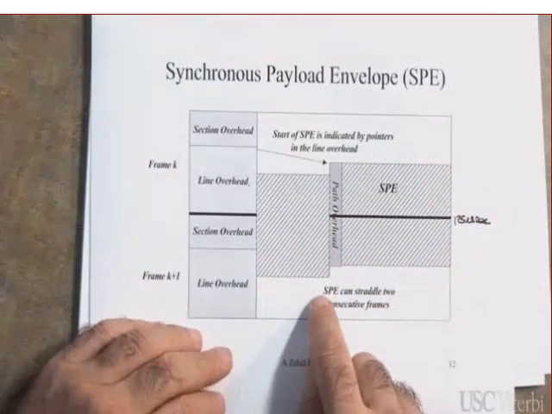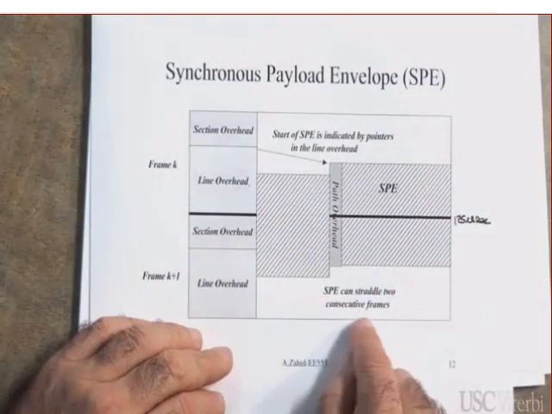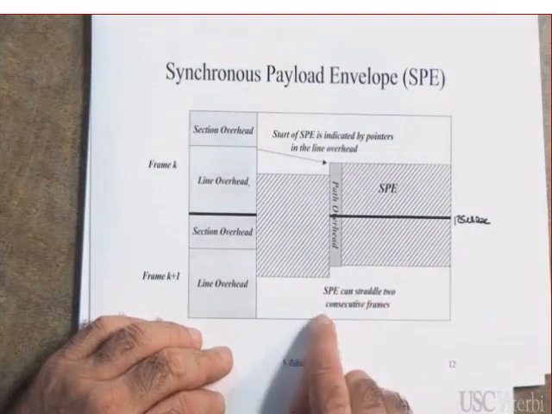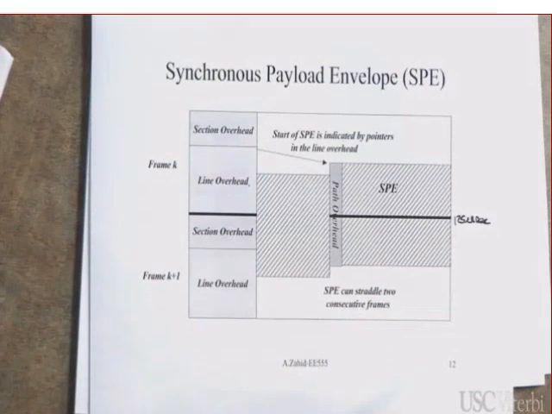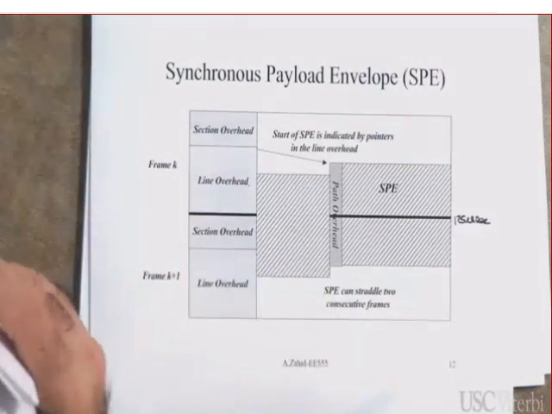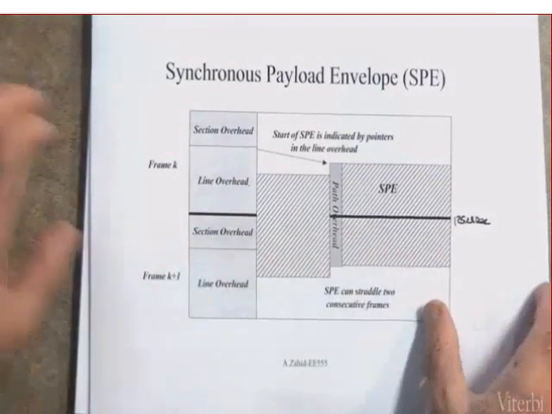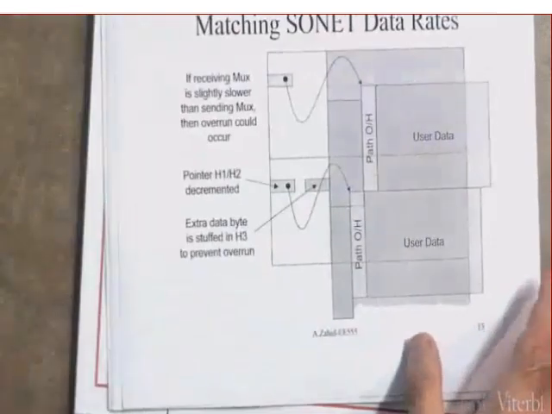And we say that the SPE, the synchronous payload envelope, has straddled or can straddle 2 consecutive frames, not 3. It cannot go over 3 frames. Clear? Okay. So this is the example.